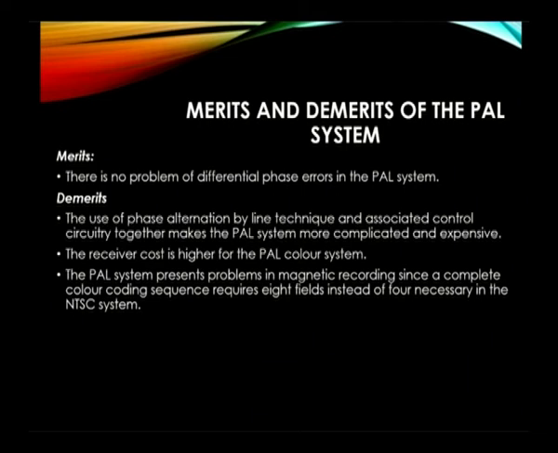The PAL system presents a problem for magnetic recording, since a complete color coding sequence requires 8 fields instead of the 4 necessary in NTSC. So, these are the demerits of the PAL system.